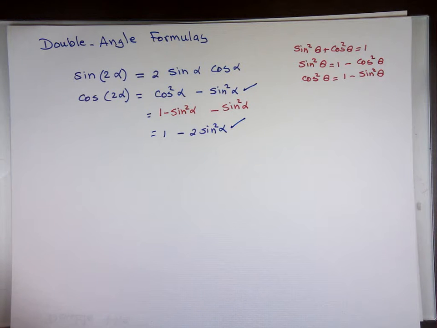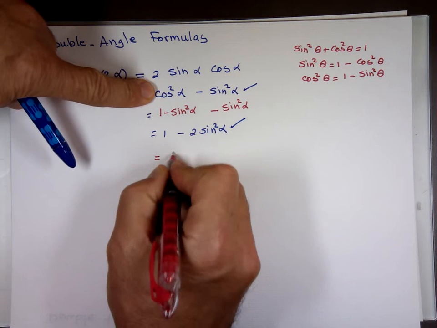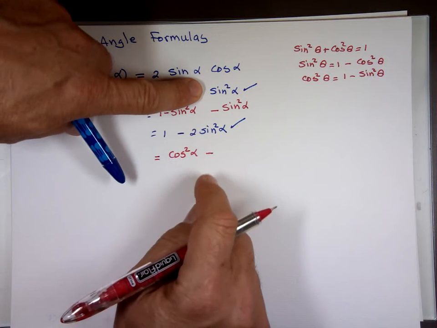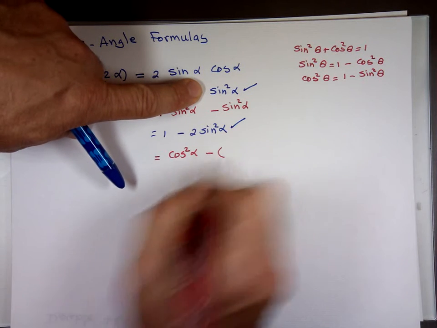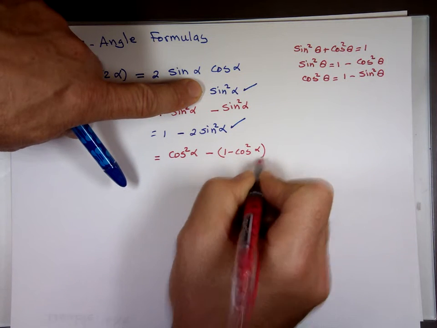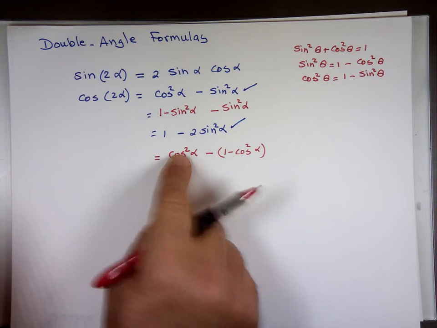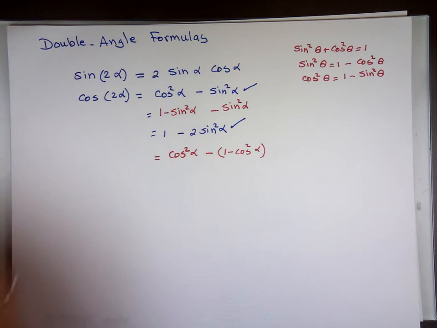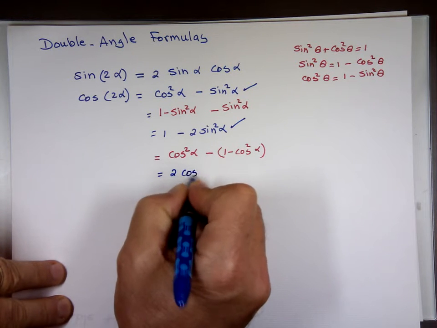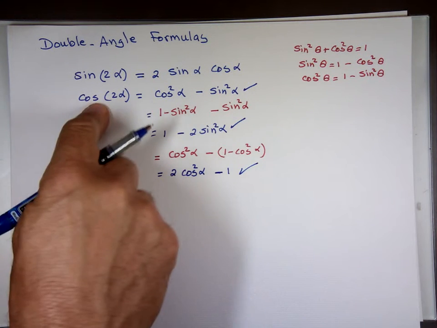Or go back to this one again. Instead of replacing the cosine squared, what happens if you replace the sine squared? What is the sine squared equal to? Isn't that 1 minus cosine squared? So that would make it cosine squared minus another one, that's plus. So you will have 2 cosine squared minus the 1.